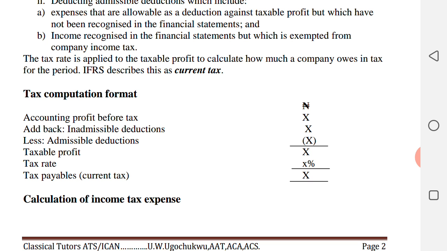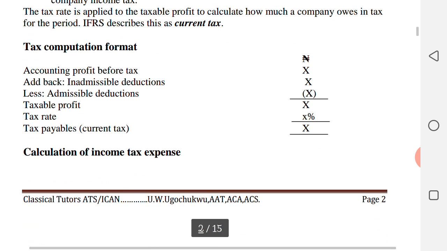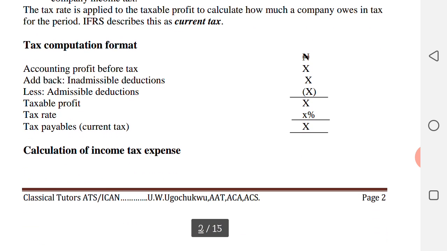That means deduction, which is some income or some deduction that was not factored in the accounting purpose, will now be deducted before you arrive at your taxable profit. When you arrive at your taxable profit, then you multiply with the tax rate.